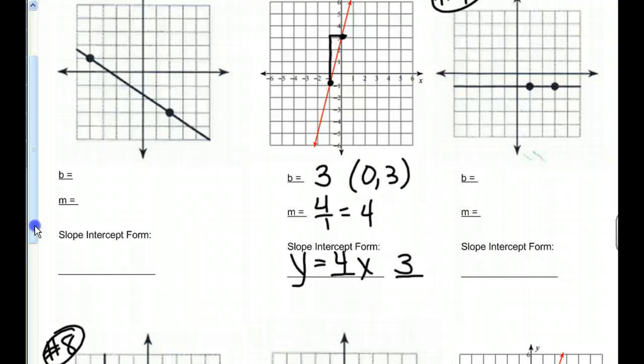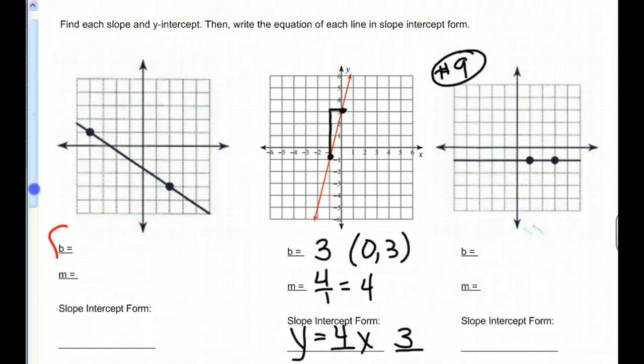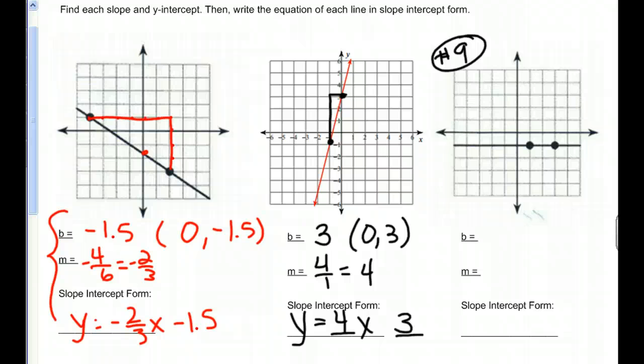So why don't you guys go ahead and try this one here. I'll pause and just give you the answer, and then you can check yourself. Okay, so this is the one previous to this. Notice how our y-intercept is in between -1 and -2. So I called it about -1.5, or the coordinate 0, -1.5.